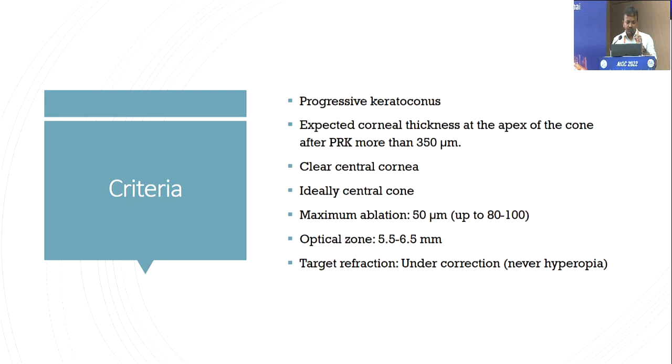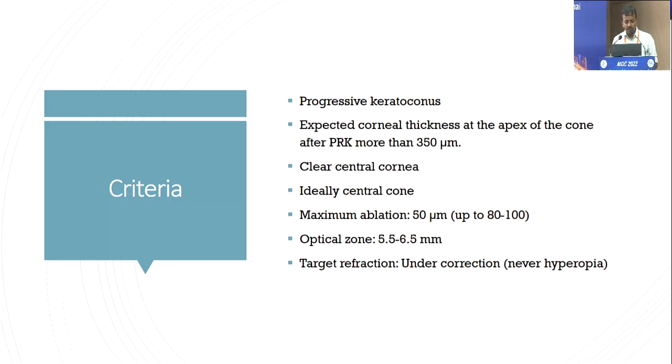Our preferred practice criteria is that we usually consider this procedure for progressive keratoconus. We repeat Pentacam at least at a 3-month interval, and if any progression is noted, we can plan for this procedure. The expected corneal thickness at the apex of the cone after PRK with epithelium should be at least 350 microns, and there should be a clear central cornea, and ideally it works better for central cones.